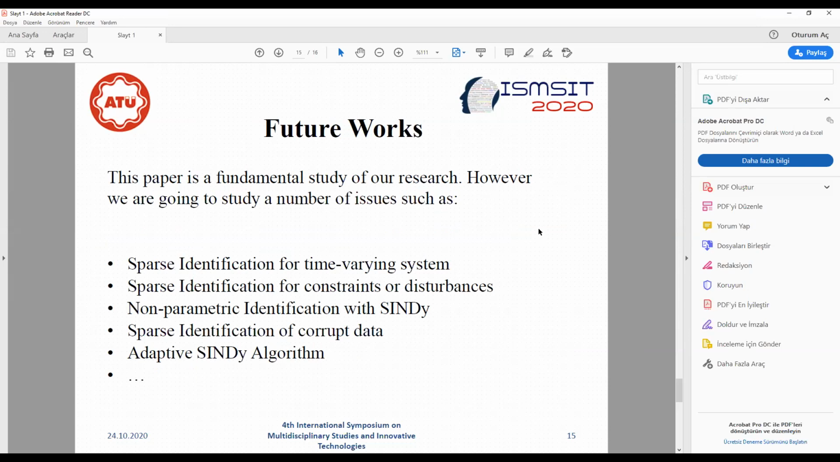This paper is a fundamental study of our research. However, we are going to study a number of issues such as sparse identification for maybe time varying systems or disturbance, sparse identification for constraints or disturbance, non-parametric identification with SINDy, maybe sparse identification of noisy data, or adaptive SINDy algorithm. This is the basic representation of our study.